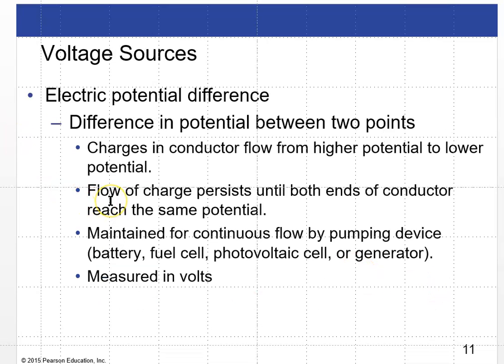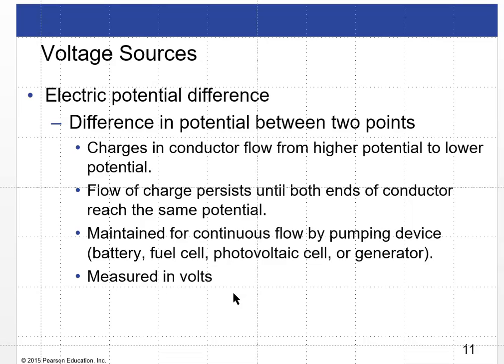The electric potential difference is basically the difference in potential between 2 points, and charges in a conductor will flow from higher potential to low potential. It's sort of like the pressure difference between two ends of a pipe. If you have a pressure difference between two ends of the pipe, the water will flow down the pipe. If you have a potential difference between 2 points in a circuit, the charges in the conductor will flow from the higher potential to lower potential. The flow of charge will persist until both ends of the conductor reach the same potential.